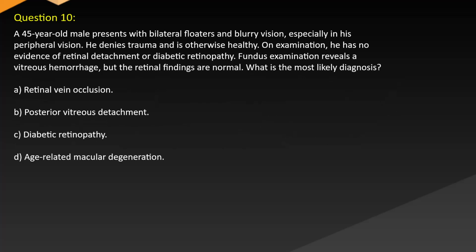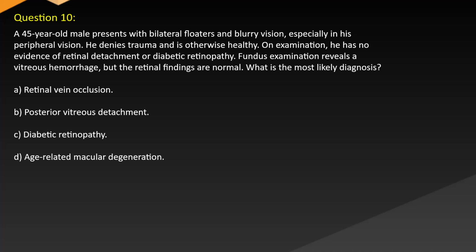Question 10. A 45-year-old male presents with bilateral floaters and blurry vision, especially in his peripheral vision. He denies trauma and is otherwise healthy. On examination, he has no evidence of retinal detachment or diabetic retinopathy. Fundus examination reveals a vitreous hemorrhage, but the retinal findings are normal. What is the most likely diagnosis?